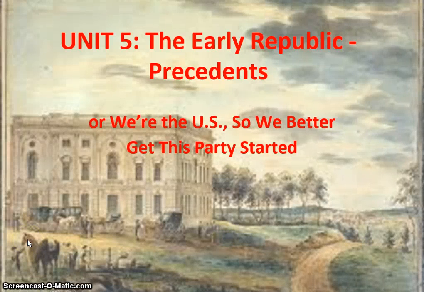Alright, it's time to start a new unit, and that is Unit 5. Unit 5 covers the early republic, which means about the first, say, 30 to 40 years of the United States. And Unit 5 actually has two parts. So our first section here is Unit 5, the early republic precedents. And I don't mean presidents, precedents. We'll talk about what that word means.